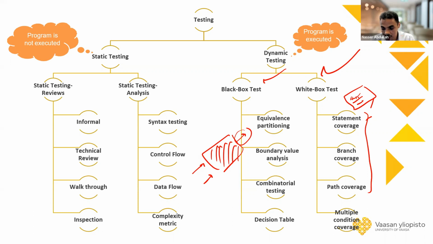We have the test case. For example, the application accepts an input, for example A, and inside there is a lot of code. We want to select the test cases. For example, A should be from 0 to 10. So we select the test cases, but we want the test cases to cover the code.